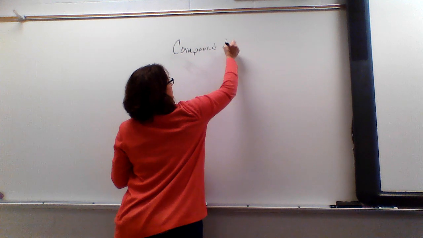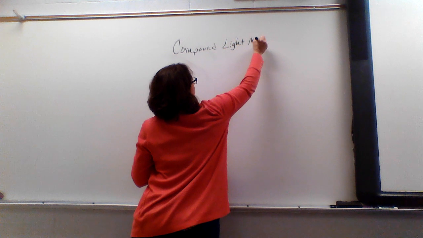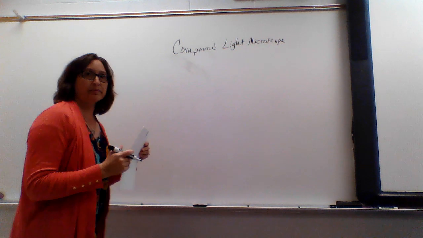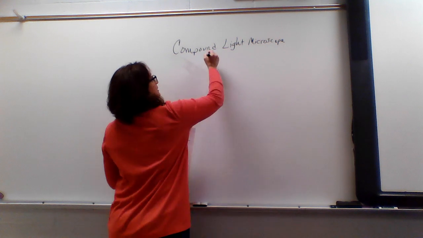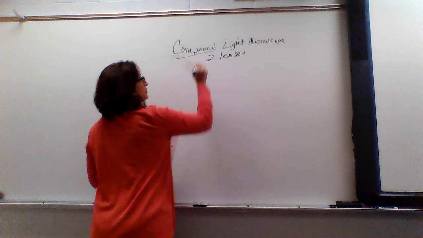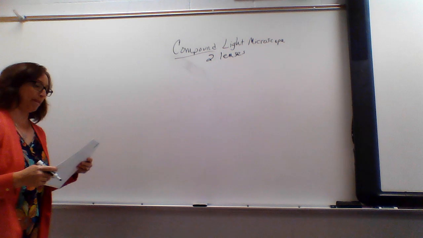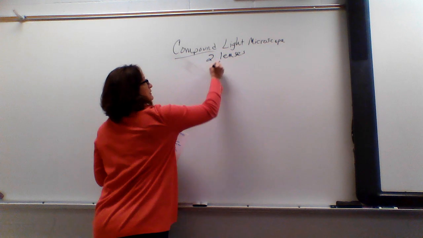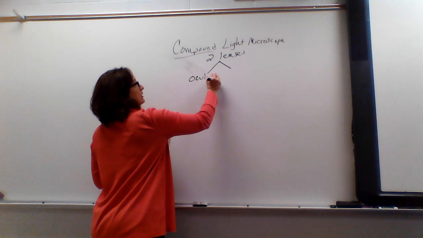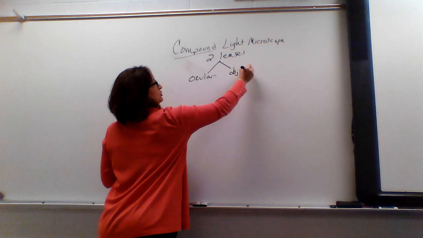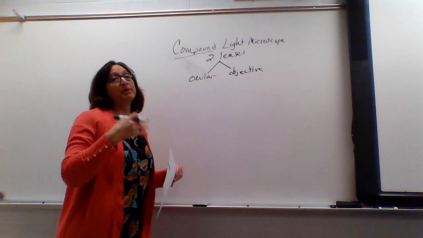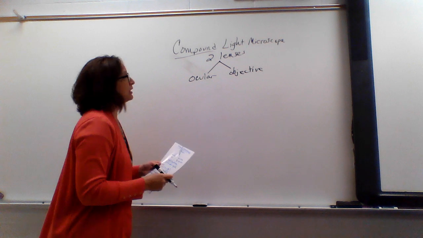that this is a compound light microscope. And it has two lenses, hence the word compound. Those two lenses are the ocular and the objective lens. You can only look through one of these objective lenses at one time, but you do have three options.